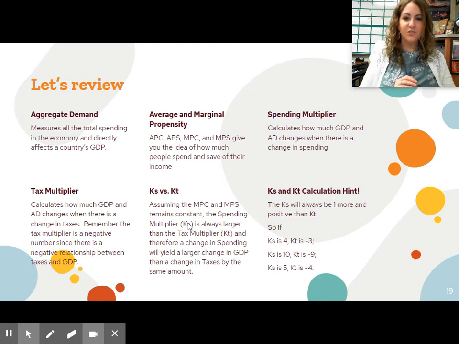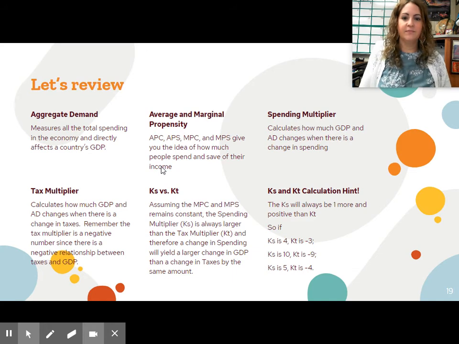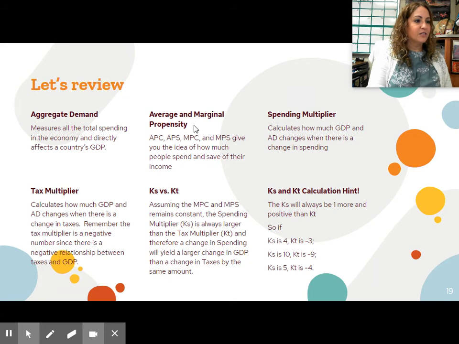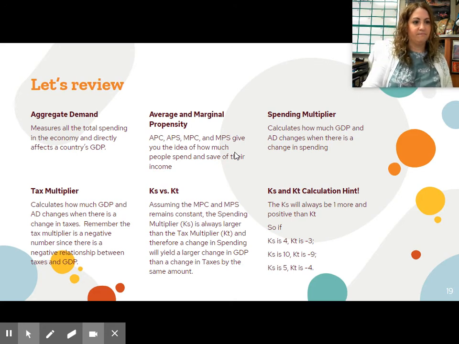Okay, so let's review. This is a review for the last 4 days? Honestly, I don't know. Aggregate demand measures total spending in the economy and directly affects GDP because the things that make up aggregate demand, C, I, G, X, N, that's the GDP equation. The average and marginal propensities, APS, APC, MPC, MPS, give the idea of how much people save and how much people spend of their income.